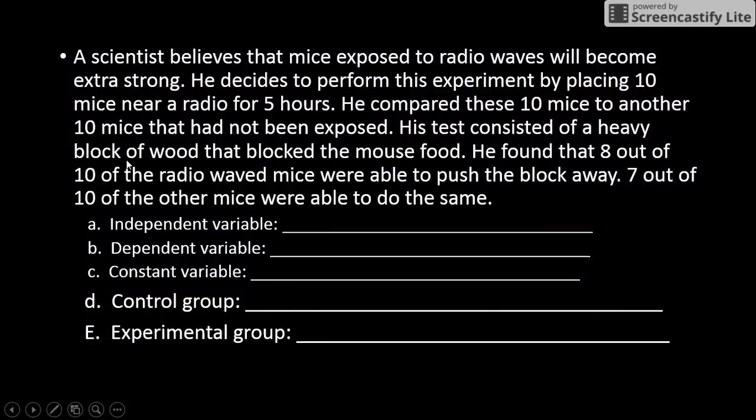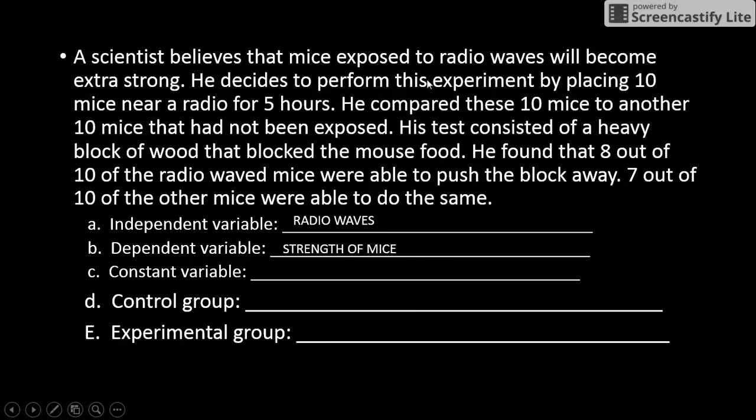All right, a scientist believes that mice exposed to radio waves will become extra strong. Right off the bat, we're looking for independent, dependent. We're going to look in our first sentence. Scientists believe that mice exposed to radio waves will become extra strong. Which one is our cause? What are we changing? We are changing the radio waves. That is what we can change. That's our cause. Will become extra strong. Dependent variable is going to have to do with being extra strong, but more specifically, it is the strength of the mice. That's what we're testing.